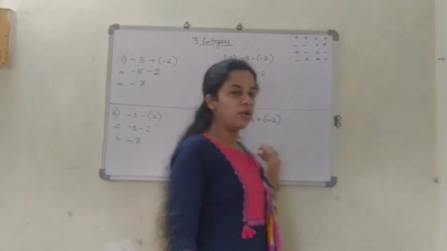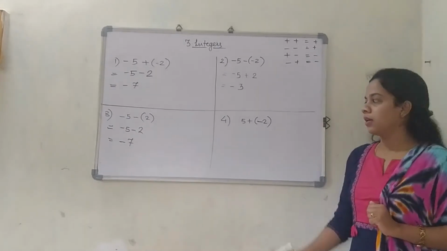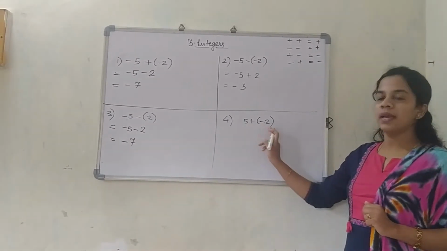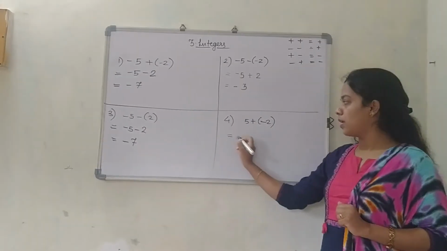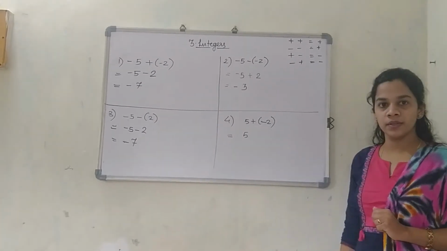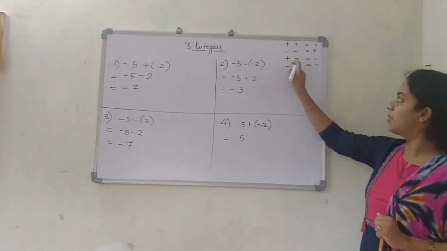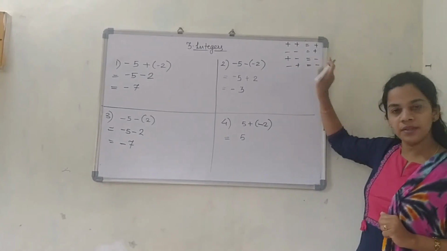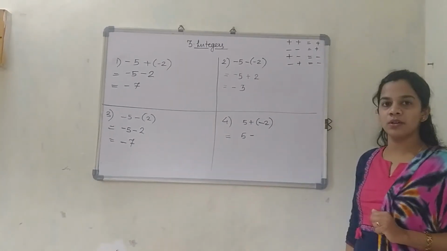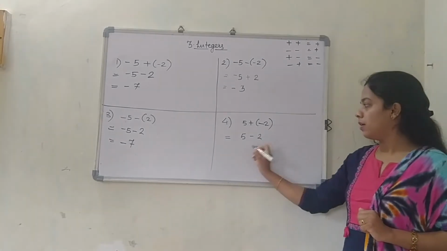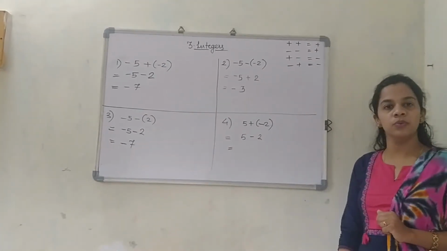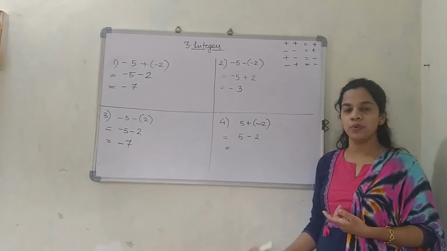Just focus on the fourth question. 5 plus bracket minus 2. As per rule, what will I do? Write 5 as it is. Plus minus. What is plus minus? Plus minus is minus. So I am going to write minus. Instead of that, I am just going to place 2 over here. Can you tell me what is 5 minus 2? Simple, 5 minus 2 is 3.